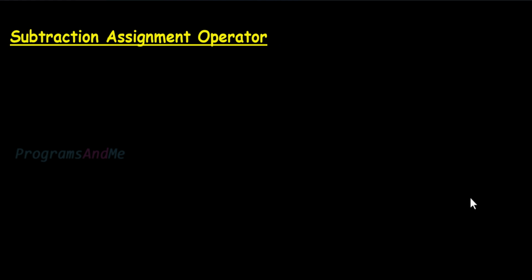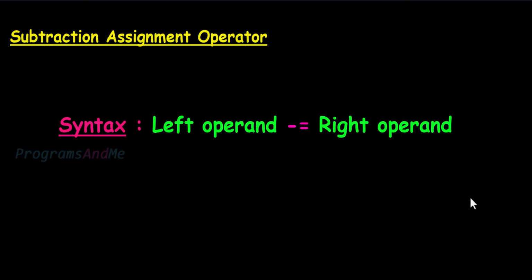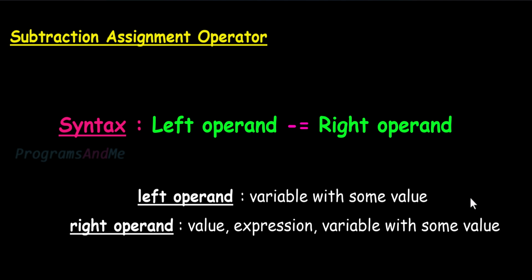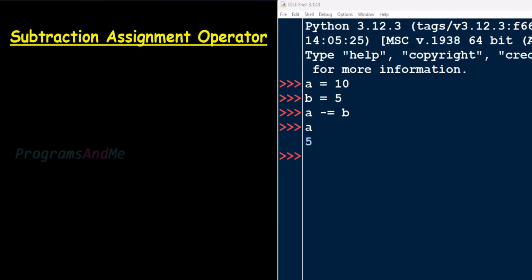Alright, so the next operator is the subtraction assignment operator. The symbol used is the subtraction symbol, minus, and the equal to symbol. Syntax is this: left operand, subtraction assignment operator, and right operand. The left operand must be a variable which refers to some value. The right operand can be a value or expression. This operator is used to subtract the right operand from the left operand and assign the result to the left operand. Just for an example, a equal to 10, b equal to 5. 5 will be subtracted from 10, then the result will be stored in a.